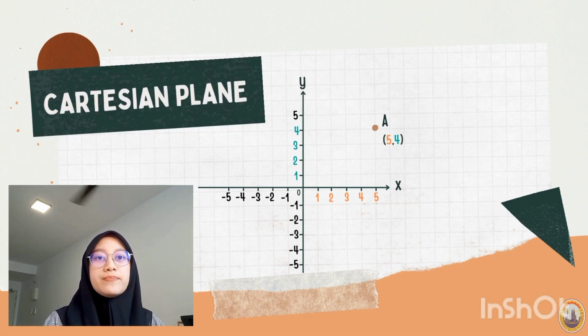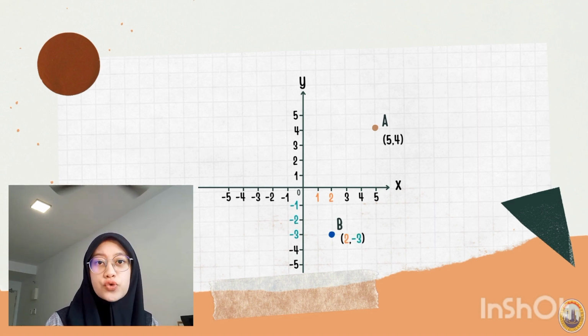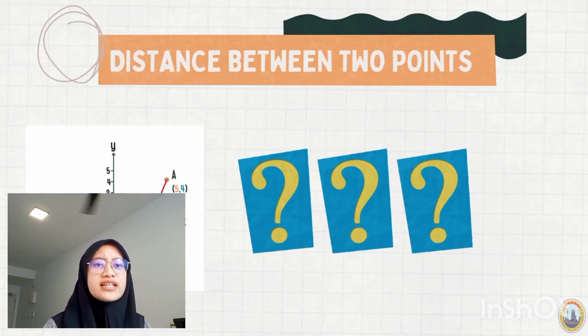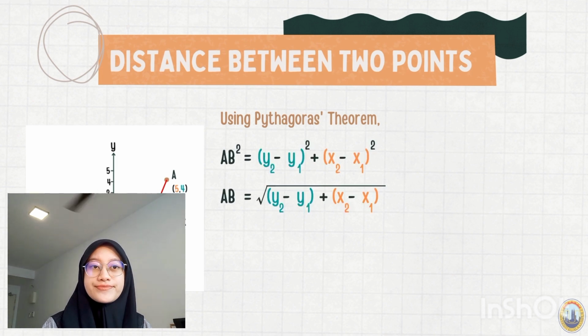Let's add a point B here, 2 on the horizontal line and -3 on the vertical line. So, the coordinate of point B is (2, -3). From these 2 points, we can find the distance. So, how to calculate the distance? We can calculate the distance between 2 points by using the Pythagoras theorem.